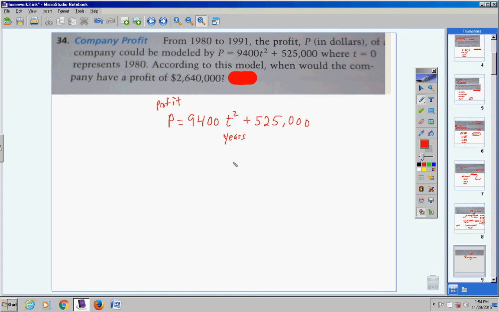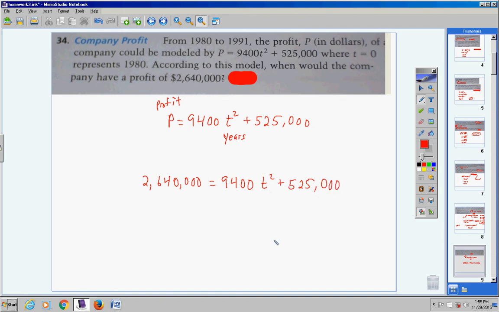Okay, so here we go. According to this model, when, that means what time, what year, when would the company have a profit of 2,640,000? Well, guys, they're giving you a value for the profit, so plug that in or substitute that in for P. So for P, I'm going to put 2,640,000, okay? Equals all of this here, 9,400 t squared plus 525,000.